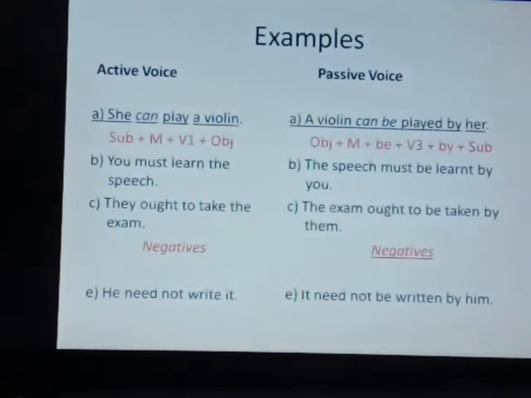First example is: she can play a violin. You can see in this sentence, she is the subject, can is a modal, play is the action word, that means verb, and a violin is the object. So now to change it into passive, we will first of all place the object, that means a violin. We will start the sentence of passive voice with a violin. So a violin, along with the modal, we will use be. So can be, the verb's first form will become the verb's third form. So played by, and she will become her. So a violin can be played by her.